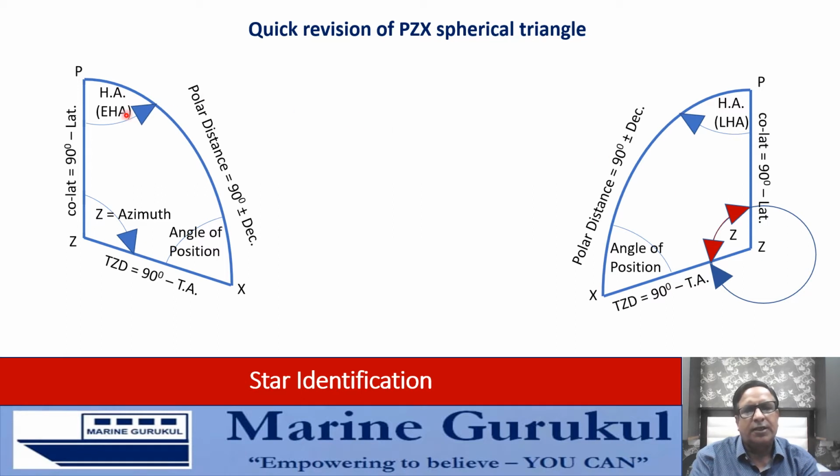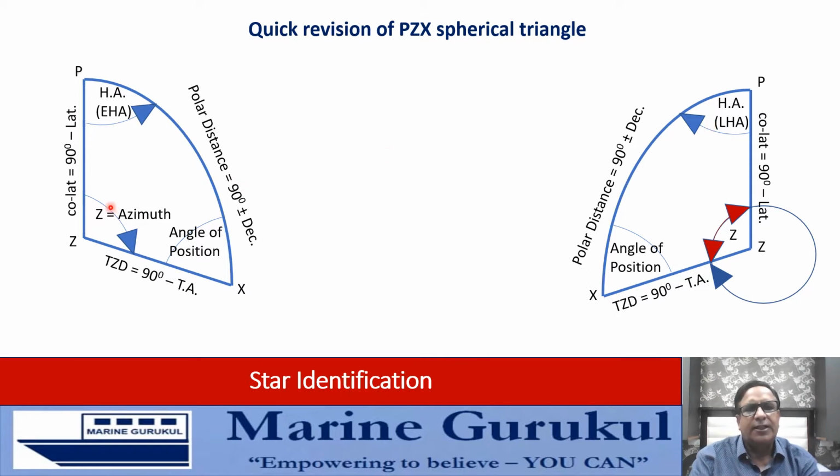Let us see the R angle. Here the R angle was EHA, as already said. Here the R angle of the body is westwards of the observer, and this R angle is called LHA. So our angle P could sometimes be LHA, on other occasions it could be EHA.